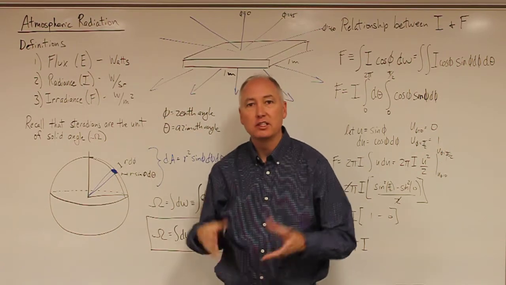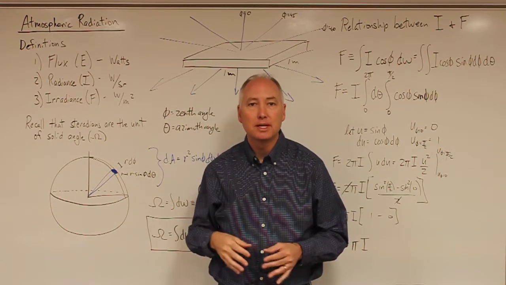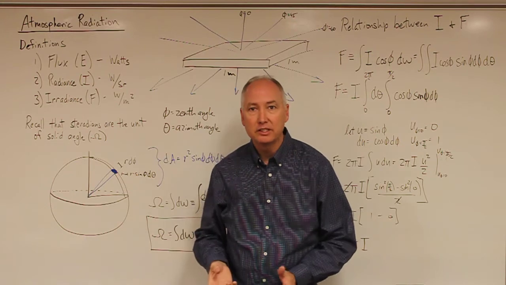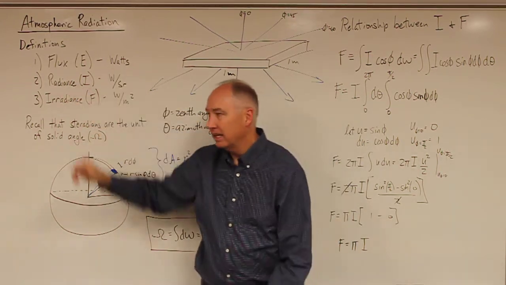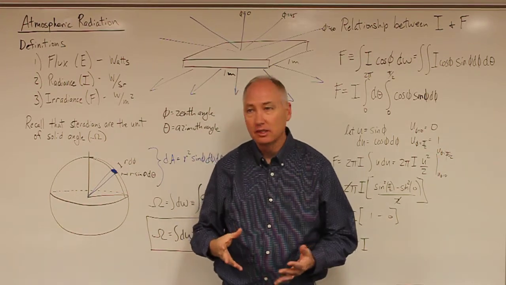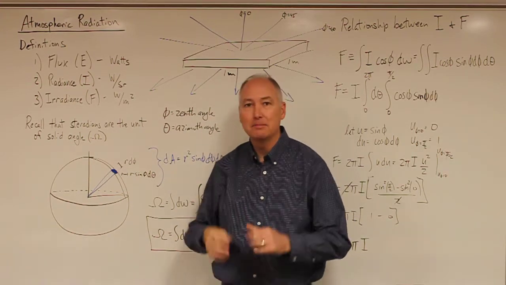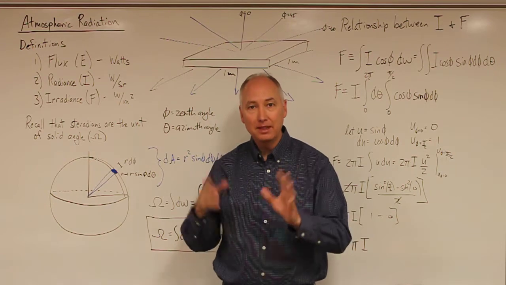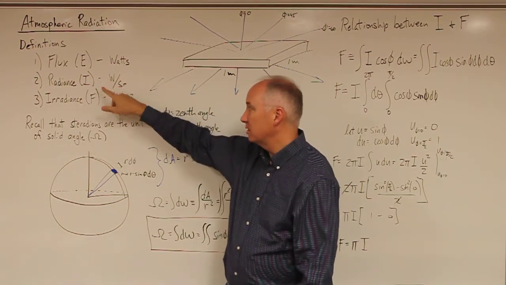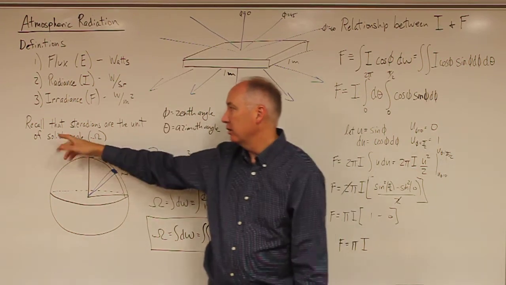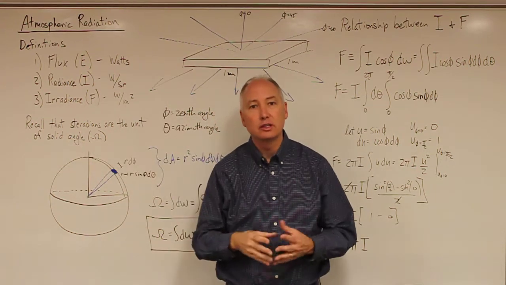And the flux is the total amount of energy that is emitted from an object in joules per second. And recall that joules per second is a unit of watts. The second definition is radiance. And radiance is the amount of energy that is in a solid angle. So it's watts per steradian. And you can recall that steradians are the unit of solid angle.